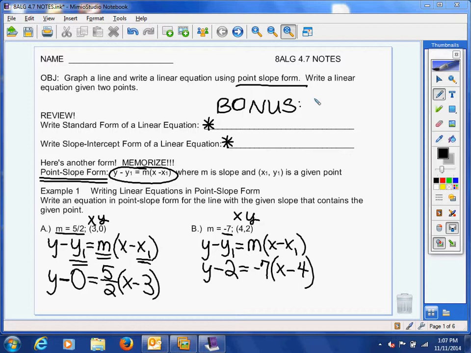As you may remember from our last video, we learned a brand new form of a line. We already know standard form, we know slope-intercept form, and you just learned the third form of a line, and that's point-slope form. y minus y1 equals m times the quantity x minus x1. We practiced writing linear equations in point-slope form when they give us the slope and a point, and I showed you how to plug those in yesterday.